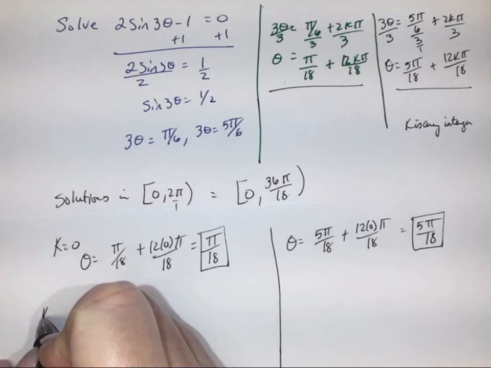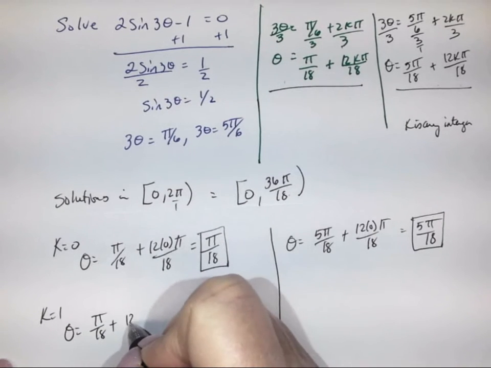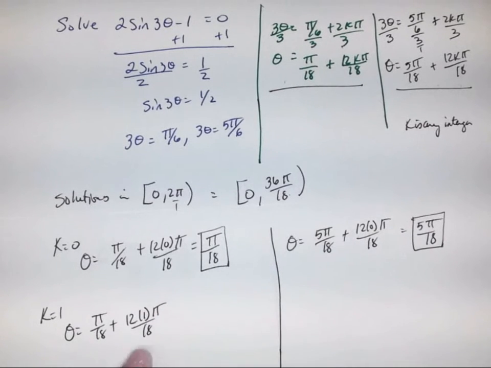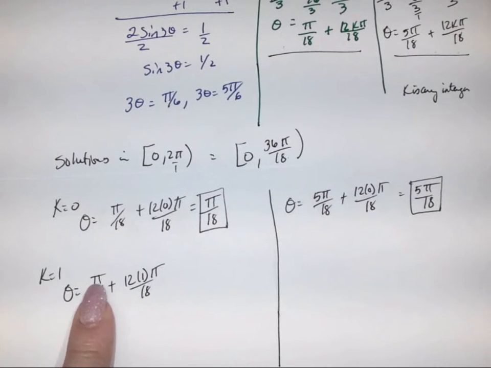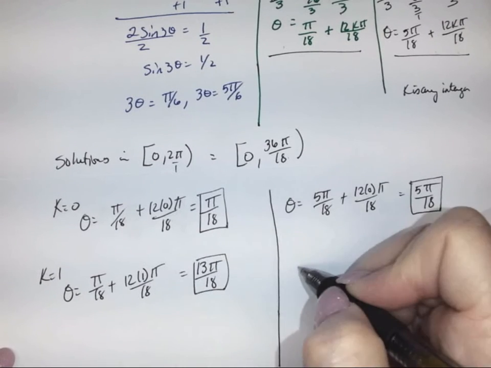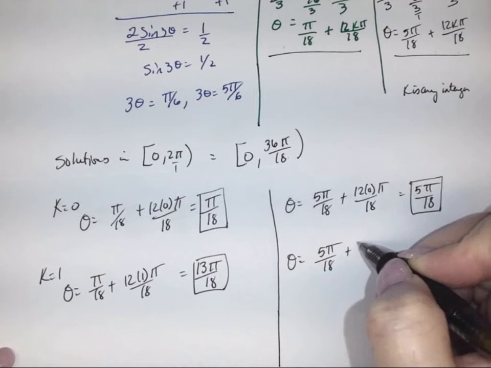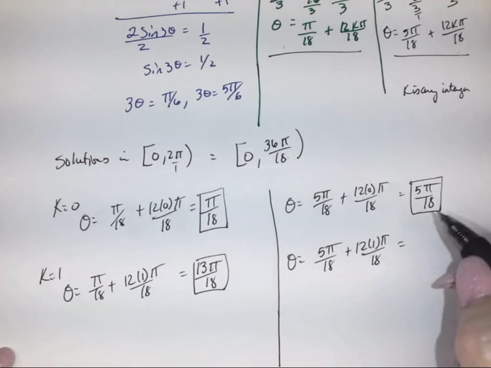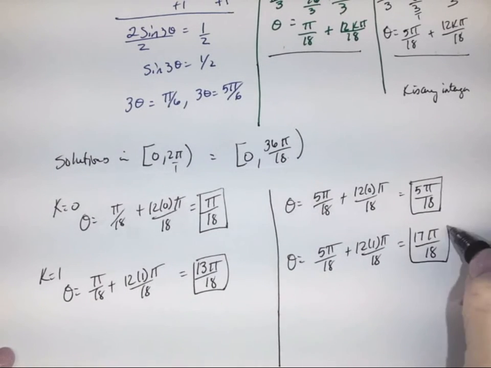All right, now let's go to k is equal to 1. So theta is equal to pi over 18 plus 12 times 1 pi over 18. Well, the 1 isn't going to change the number. It'll still be 12. So 12 plus 1 will get us 13 pi over 18. Same thing will happen over here. We'll have 5 pi over 18 plus 12 times 1 pi over 18. So 12 plus 5 will get us 17 pi over 18.